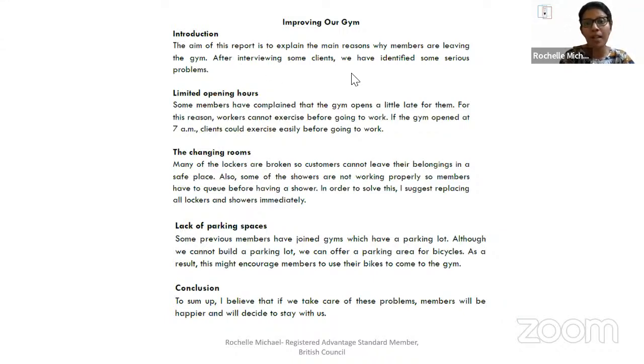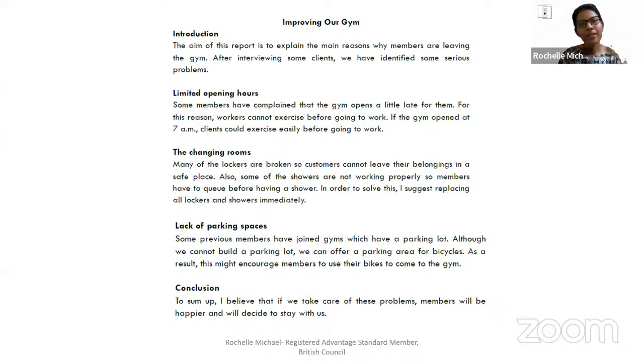After interviewing some clients, we have identified some serious problems. So as you can see, there are 3 categories. The 3 categories are the 3 subheadings. 3 subheadings are directly pointing out to the problem. So if you just say problems, or if you just say analyzing the problem, or some technical word like that, I'll again have to read a paragraph to identify what exactly you're saying.